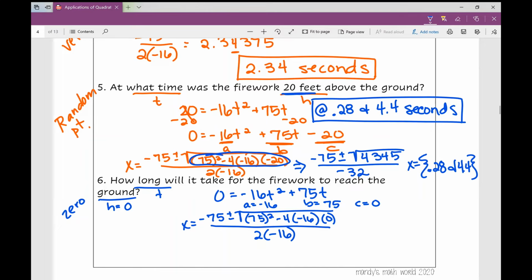Okay, so now I end up getting, and obviously if you want to pause the video, solve it yourself, go ahead and do that. But the first thing I always do is simplify, find this discriminant, and in this case, I get negative 75 plus or minus 75 divided by negative 32. Okay, and my solutions end up being 0 and 4.69. But I'm looking for how long will it take for the fireworks to reach the ground. I know 0 is my starting, so my answer is 4.69 seconds.